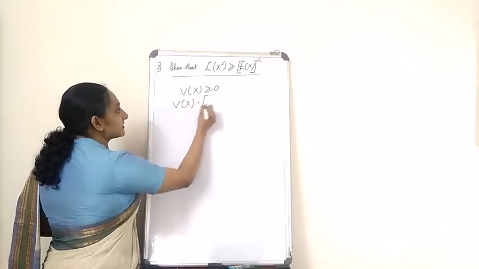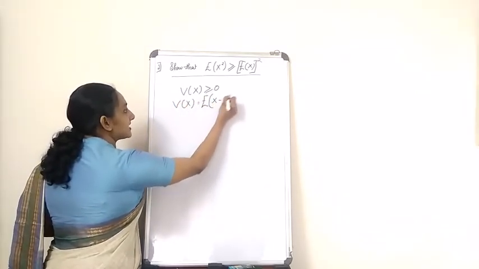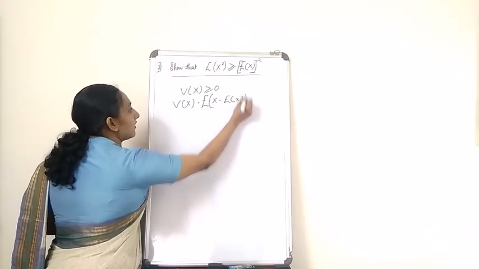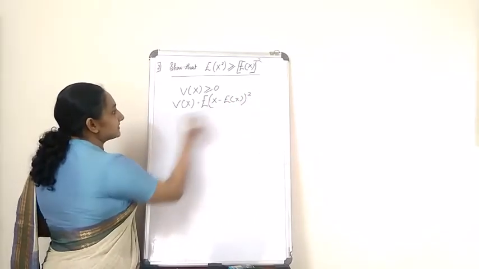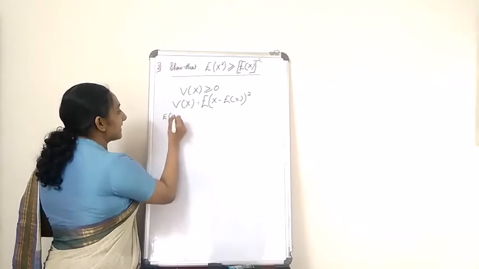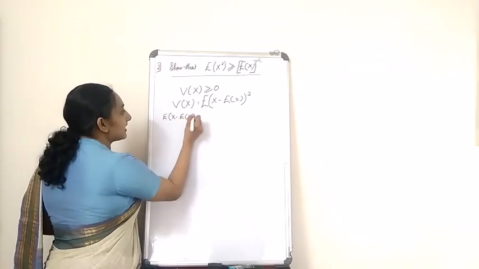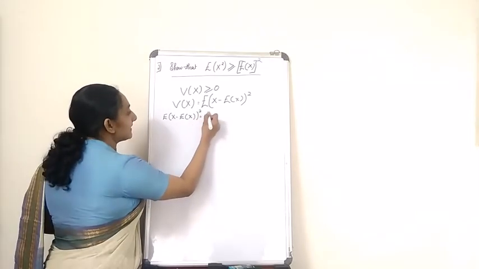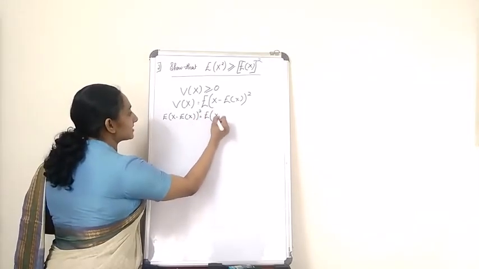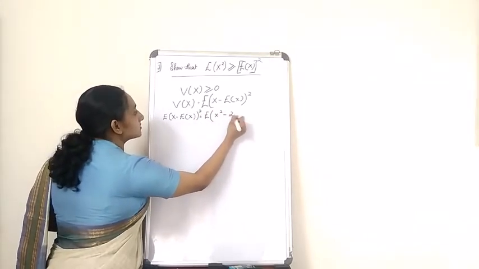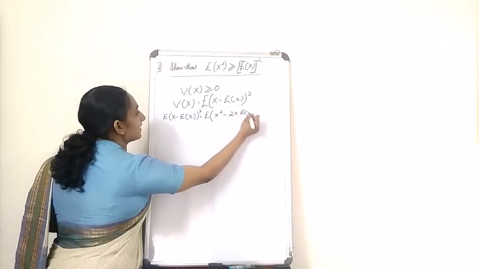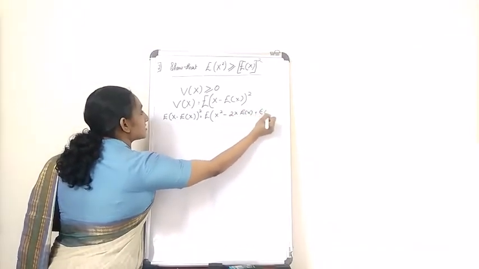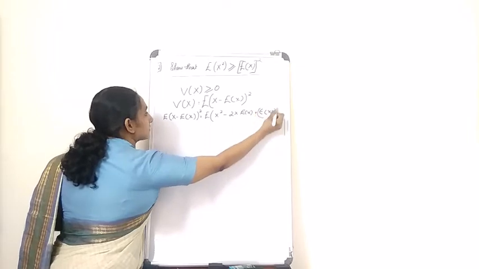Now we know what variance of X is. Variance of X is nothing but expectation of (X minus expectation of X) the whole squared. This term we can expand. When we expand this term, what we get is expectation of X squared minus 2X expectation of X plus expectation of X the whole squared, right?